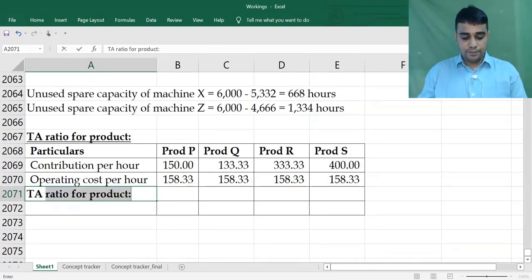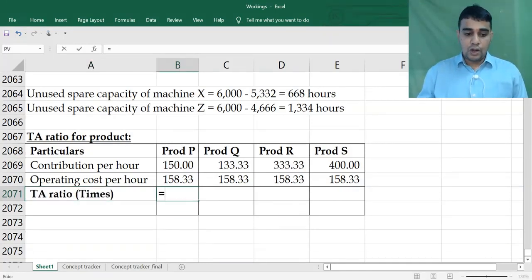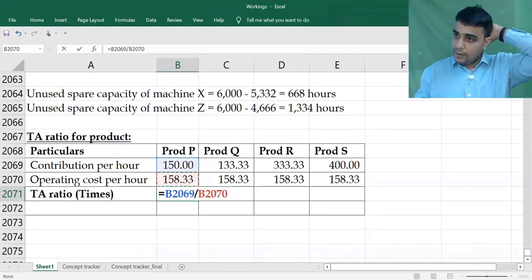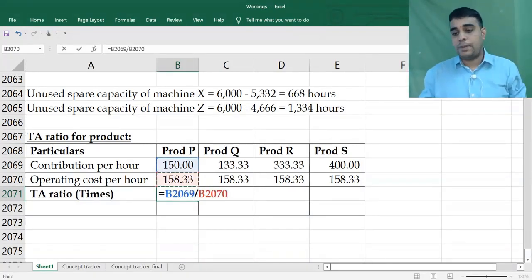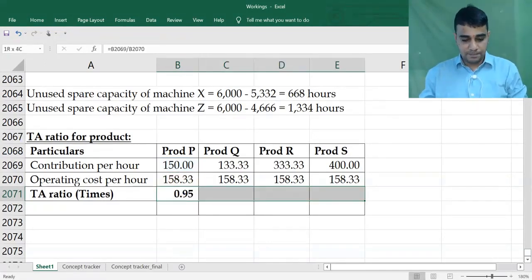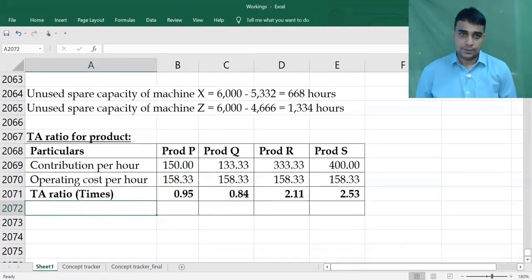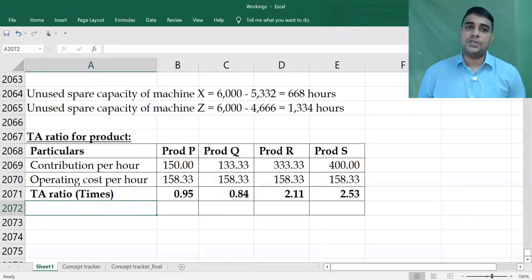TA ratio, in brackets times, I am expressing it in times: contribution per hour by operating cost per hour. If you multiply by 100, it is in percentage. I am doing it in times. Normally for the product we do it in times, for the factor we do it in percentage. You can even do vice versa also.